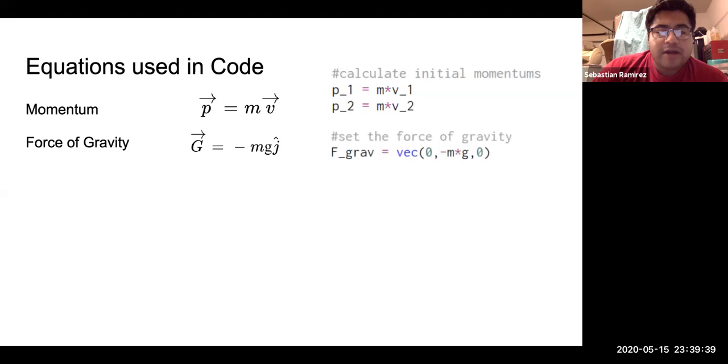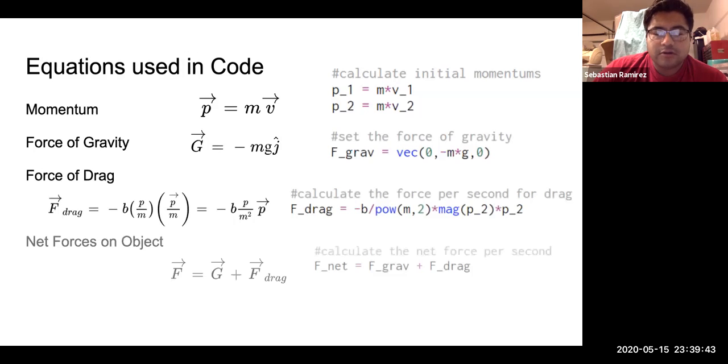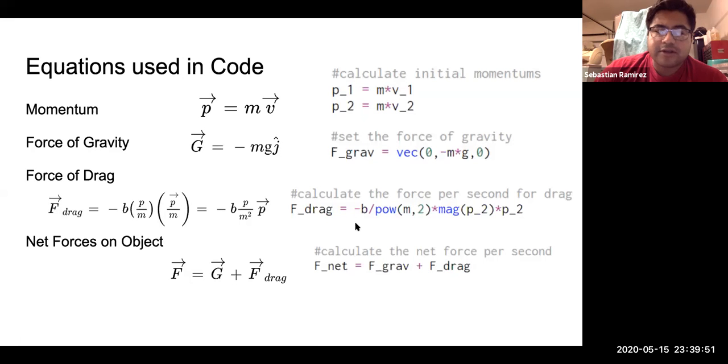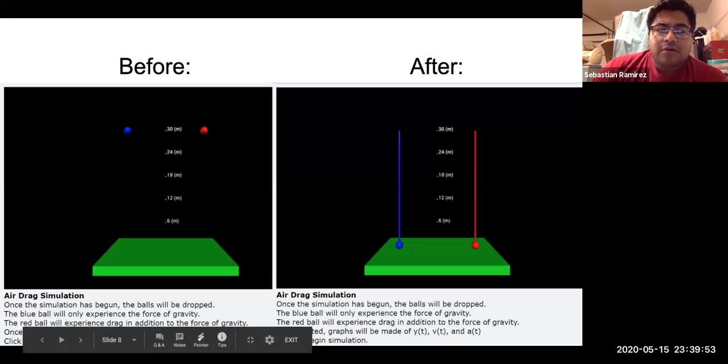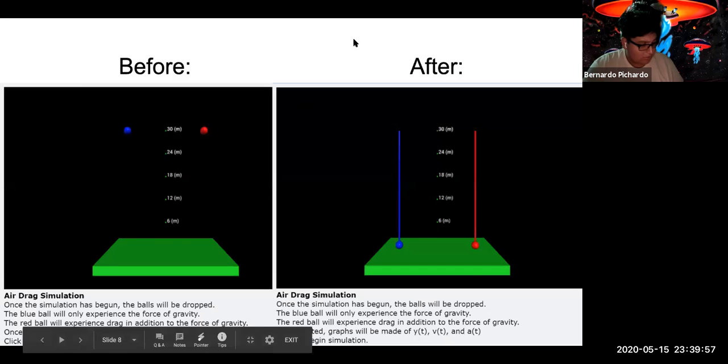Picking back up on the previous slide, here is a more detailed view of what the code had. These are the equations we actually use in the code, and you can see a snippet on the right hand side. From this point on, we'll have Bernard take over. I'll be taking over here.